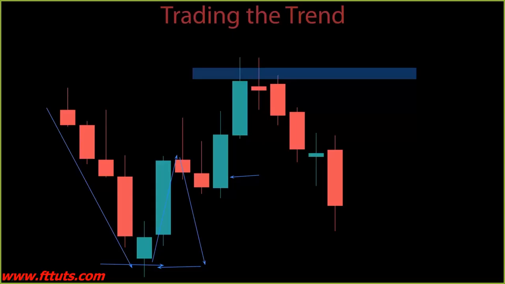So what you've got to do is wait for price to come down, and then wait to see if candles start to form support. We do this every day. So you have to wait for candles to start to form support.